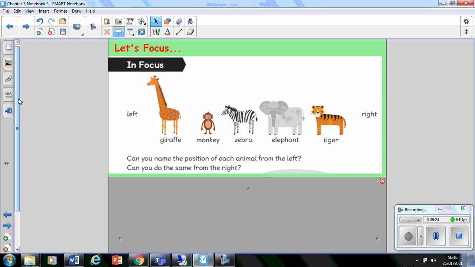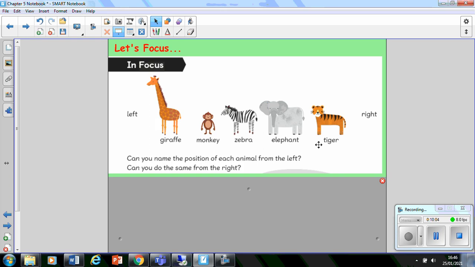I would like you to even try saying that something is to the left of something else, okay? So use the language next to or between, or something is to the left or the right of, okay? So for example, I could say the zebra is in between the monkey and the elephant. Or I could say the tiger is to the right of the elephant. Or I could even say the zebra is next to the monkey. All right? So if you come up with some statements like that, please let me know. Write it down or take a picture of it.